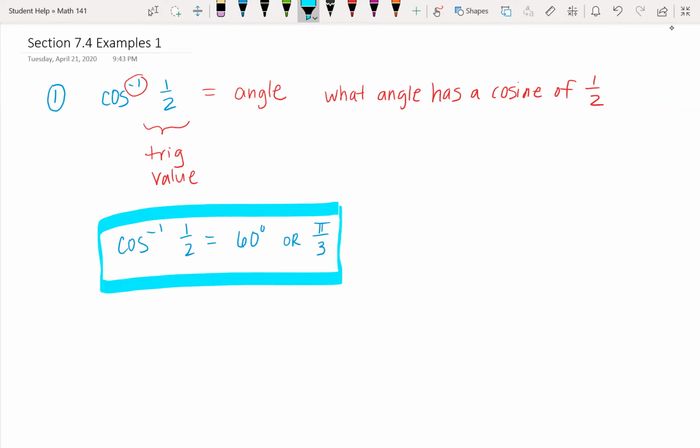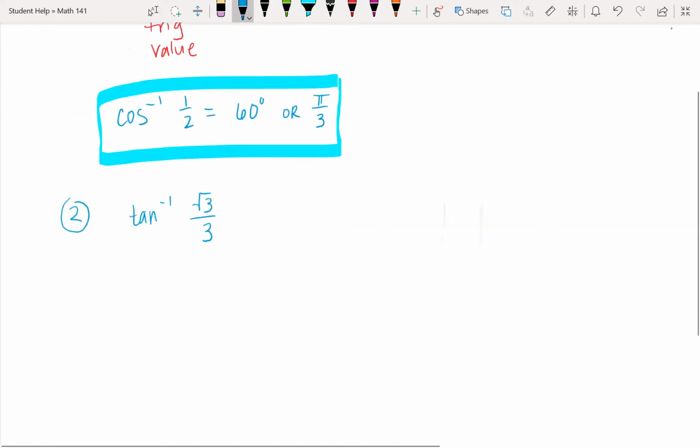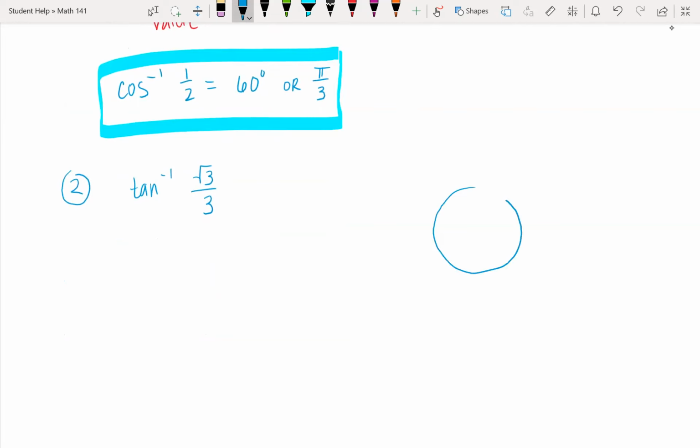The second example will be similar, another calculator question. Tangent inverse of √3/3. Now, if we were to think about the unit circle, there are actually two different locations where the tangent is equal to √3/3. One of them shows up at 30 degrees over here, and this is the one that the calculator will give you. And the other one shows up over here at 210 degrees. The calculator won't give you this second answer of 210 degrees.